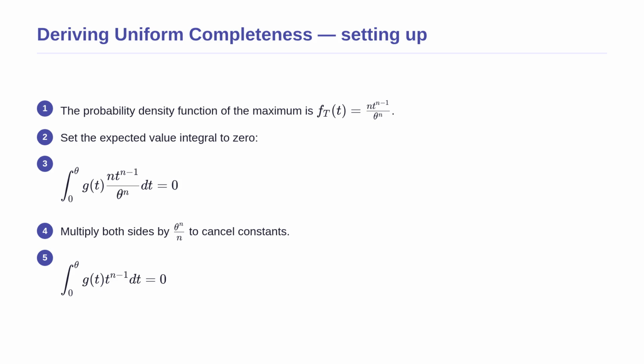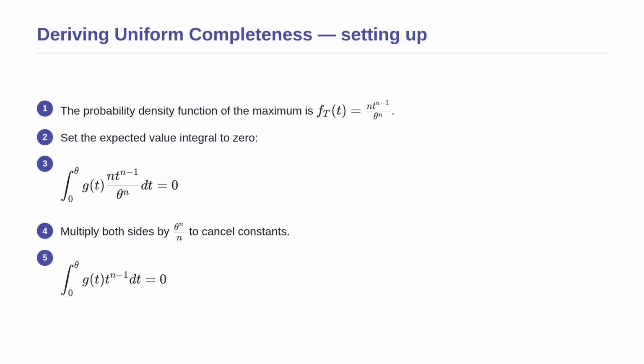First, we need the probability density function of the maximum value in a sample of size n from a uniform distribution. This function tells us the relative likelihood of the maximum being a specific value t. To find the expected value for continuous data, we use an integral instead of a sum. We multiply our arbitrary function g of t by the probability density function and integrate from 0 to the unknown maximum theta. We set this entire integral equal to 0 as required by the definition of completeness.